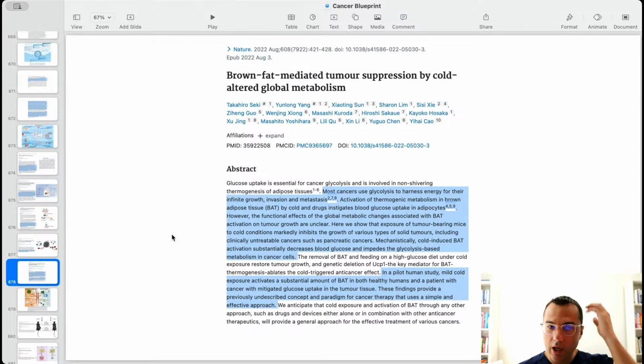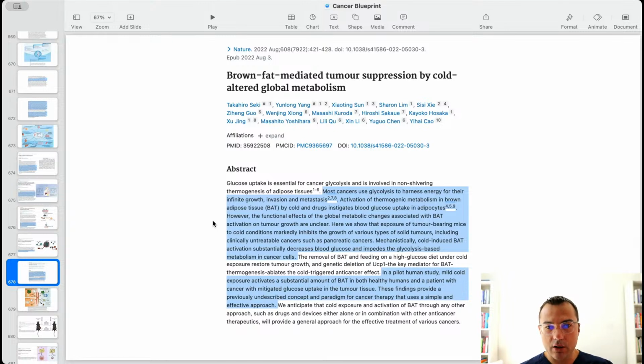The next paper I'm going to is titled Brown Fat-Mediated Tumor Suppression by Cold-Altered Global Metabolism. This is the first time we've actually heard of brown fat since talking about cold, although that is believed to be one of the major mechanisms. This is published in Nature, August 2022. So very powerful journal. Most cancers use glycolysis, or the Warburg effect, to harness energy for their own growth, invasion, and metastases. We've known that for 100 years.